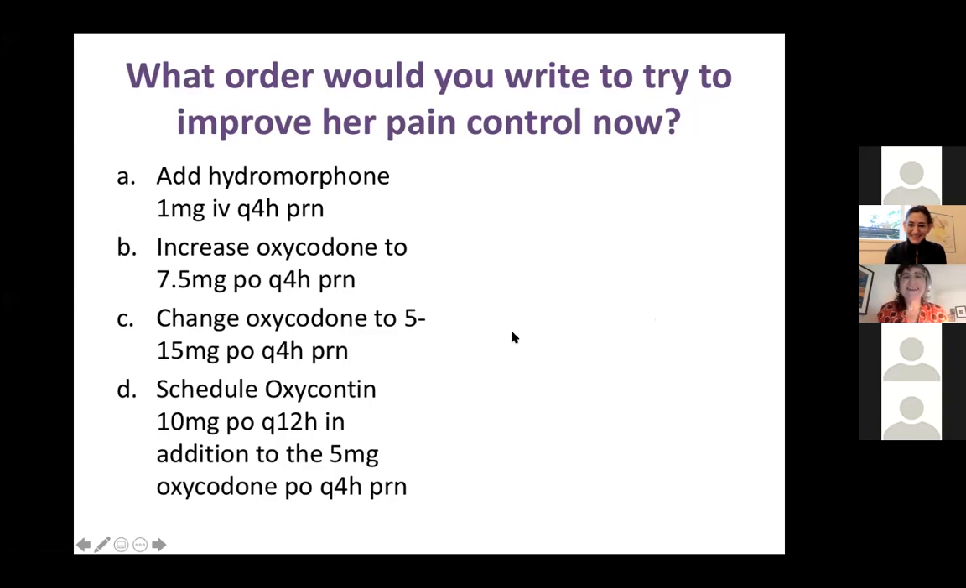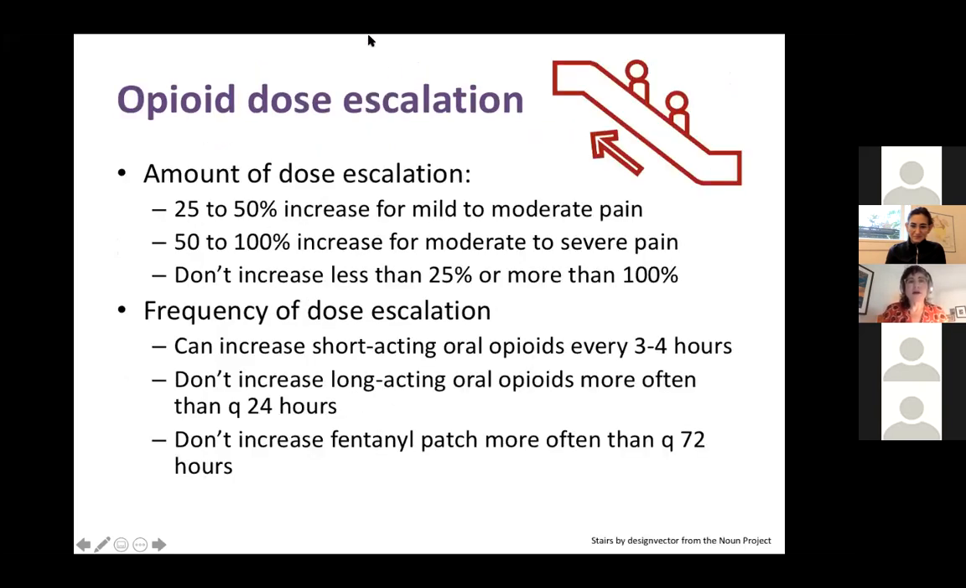All right, everyone, I'm going to go ahead and end the poll and share the results. Great. Again, somebody answered every answer, which is great. And the majority of you did answer the answer that I would choose, which is B, increase the oxycodone to 7.5 milligrams every 4 hours as needed. A lot of you did choose C, and I see that order a lot in the hospital, which is why I included it. I don't think it's technically the best answer, and I'll talk about why.